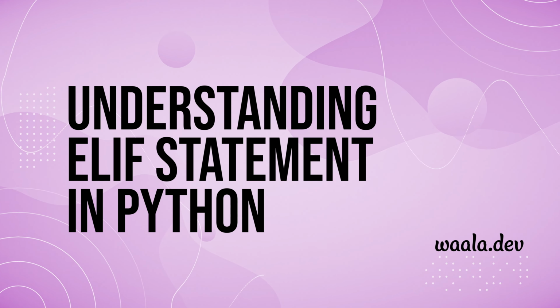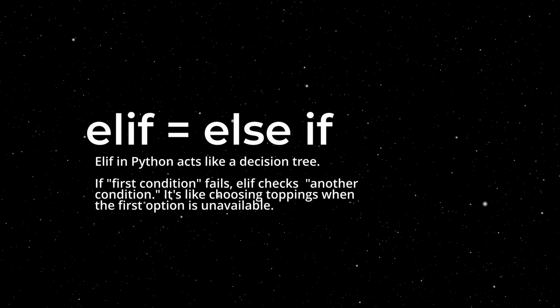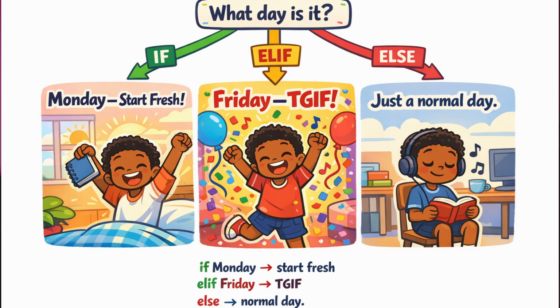So today we're going to give Python the ability to choose between multiple options, not just yes or no. We do this using elif, which means else if. Let's look at a real life situation again. If it's Monday, you start fresh. Elif it's Friday, you're excited for the weekend. Else, it's just a normal day.